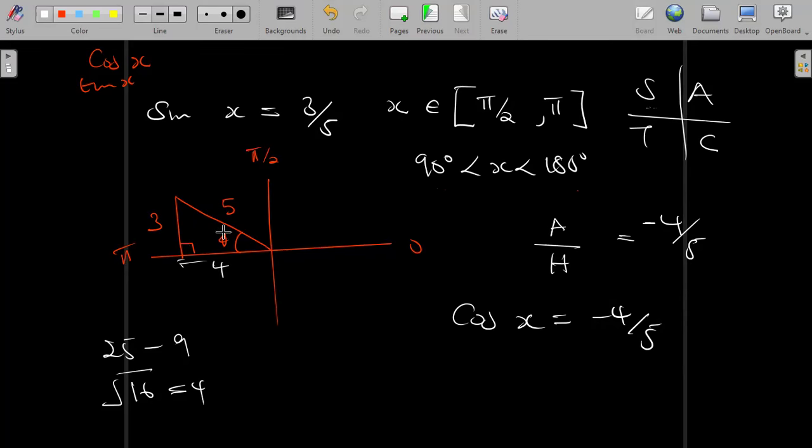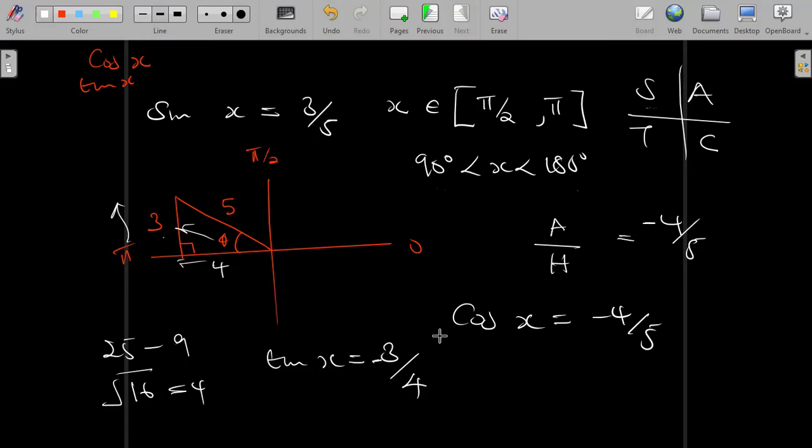Now to find tan, we do the same thing, which is opposite over adjacent. So opposite here is 3. So tan x is going to be 3 over the adjacent, which is 4. Here this is positive because it's going in the positive direction, and that there is negative because it's going in the negative direction. So this will have a negative sign. So that is what we get, and this is how we would find those other parts.